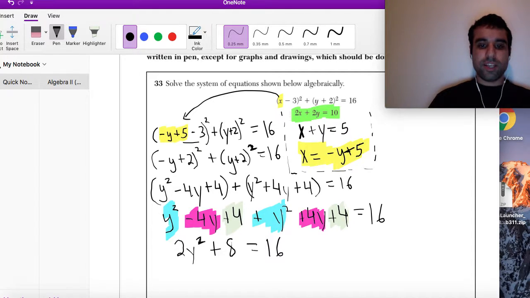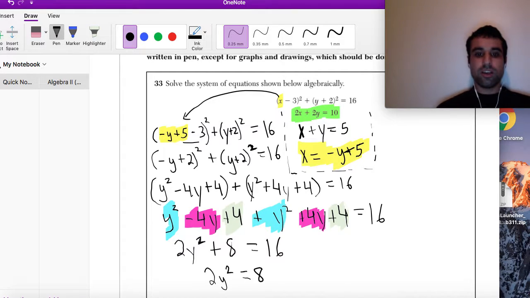Now I'm going to subtract 8 on both sides. That'll give me 2y squared equals 8. I could have solved this by factoring, but I'm just going to use the inverse operations method. I'm going to divide by 2 on both sides, and I get y squared equals 4.